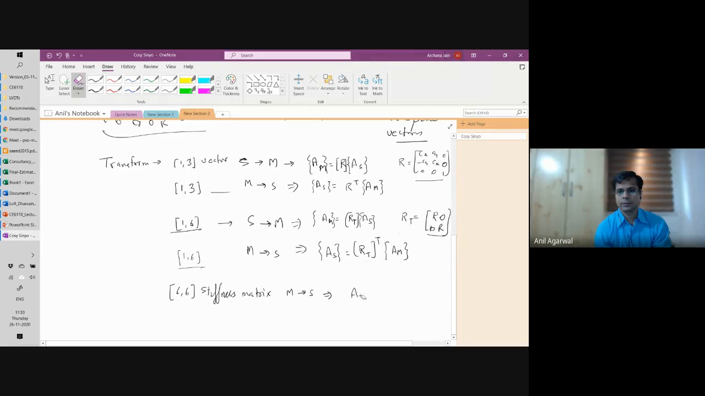My S matrix in the structural coordinate system will be equal to RT transpose SM RT. Okay, that basically summarizes everything that I've learned in the transformation discussion so far. Please make a note of this, note it down, keep it as a summary for your future purposes.